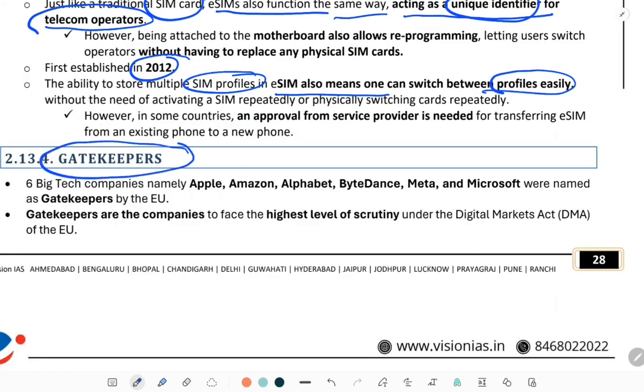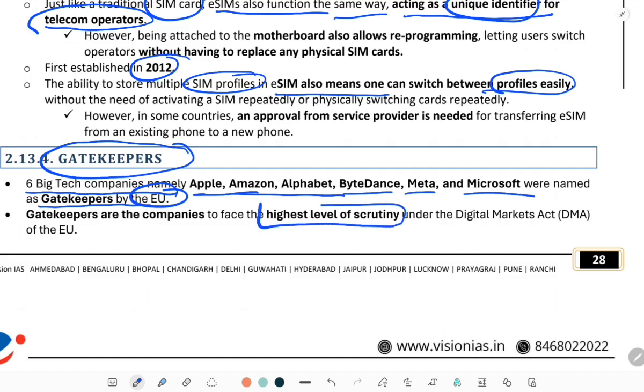We'll see about gatekeepers. Six big tech companies, namely Apple, Amazon, Alphabet, ByteDance, Meta, Microsoft, were named as gatekeepers by the EU, that is European Union. Gatekeepers are the companies to face the highest level of scrutiny under the Digital Markets Act, DMA, of the EU.